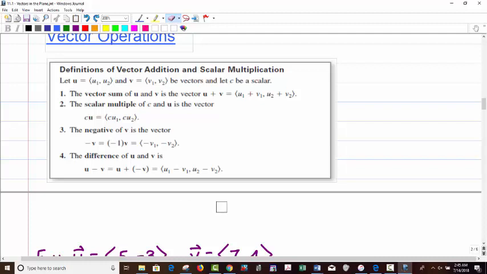So one thing to keep in mind: you can multiply a vector by a scalar, but you can't add a vector to a scalar. Can't do that. That's not a valid operation.